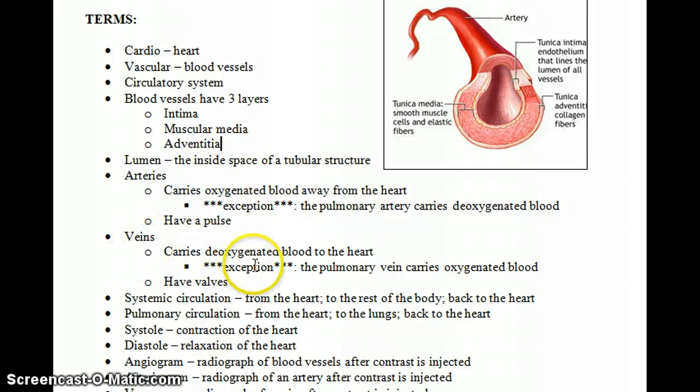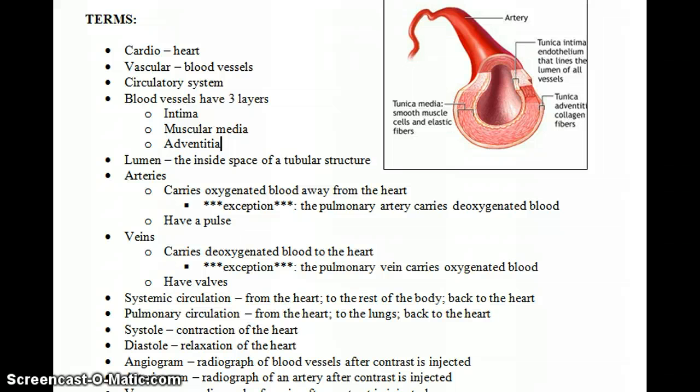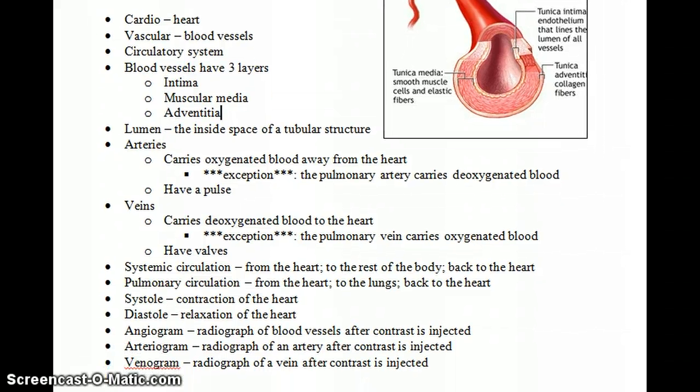Then we've got veins. They carry blood to the heart, and veins almost always carry deoxygenated blood, but of course there is the one exception. The pulmonary vein carries oxygenated blood, and again that has to do with the blood flow through the heart. Two more terms that are very important that you need to know are systemic circulation and pulmonary circulation.